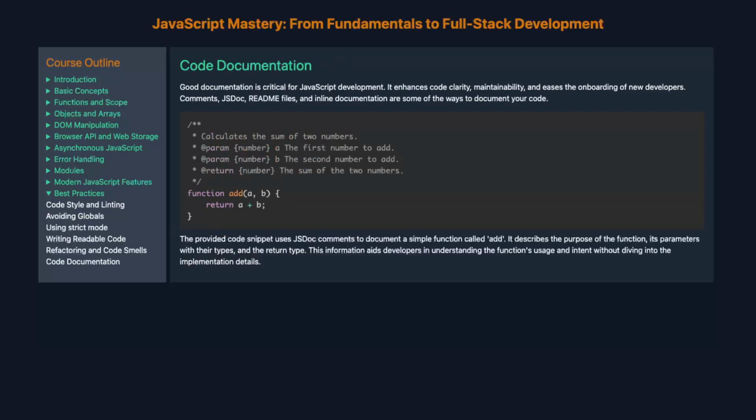Code documentation. Good documentation is critical for JavaScript development. It enhances code clarity, maintainability, and eases the onboarding of new developers. Comments, JSDoc, README files, and inline documentation are some of the ways to document your code. The provided code snippet uses JSDoc comments to document a simple function called add. It describes the purpose of the function, its parameters with their types, and the return type. This information aids developers in understanding the function's usage and intent, without diving into the implementation details.